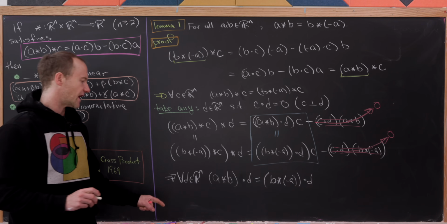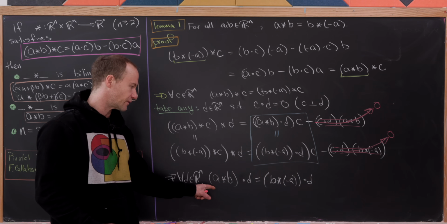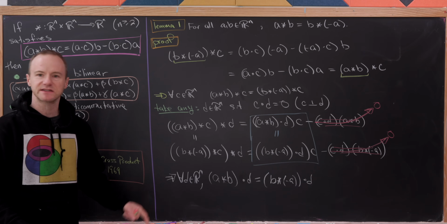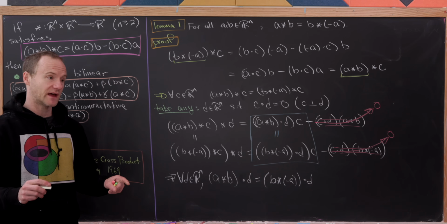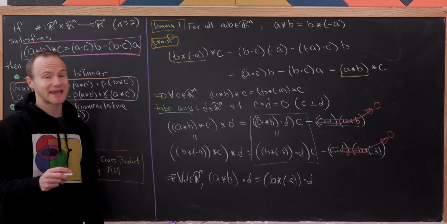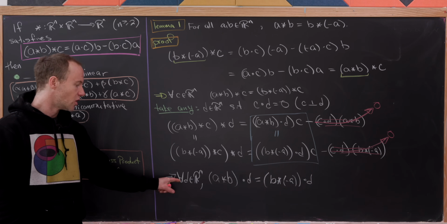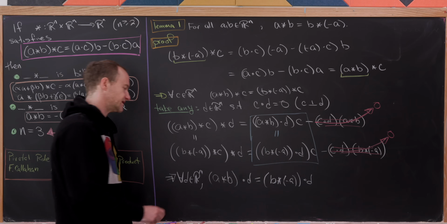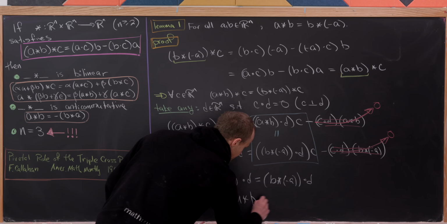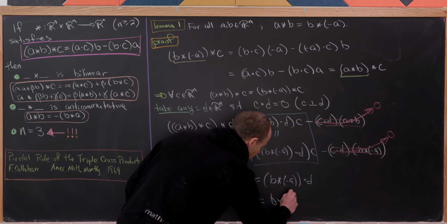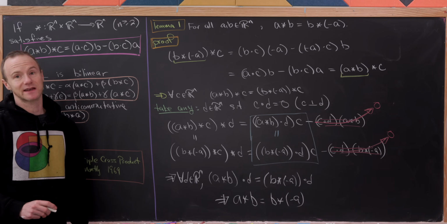But look at what we've got. For all vectors D inside of Rn, we're dotting something with it and getting the same thing as dotting something else with it. But there's a property of the dot product that, in fact, allows us to cancel the D from both sides, if you will, if an equation like this holds for all vectors D. So that gives us our result. We have A star B is equal to B star minus A. So let's move on to our second lemma.